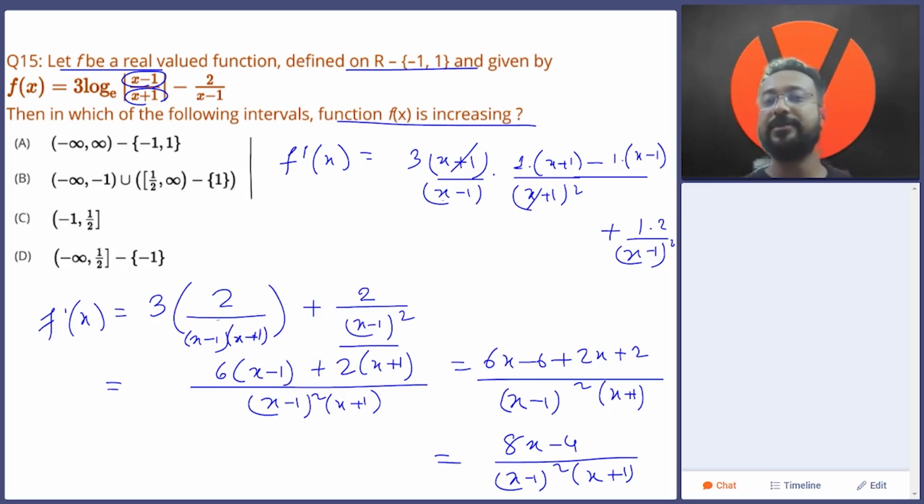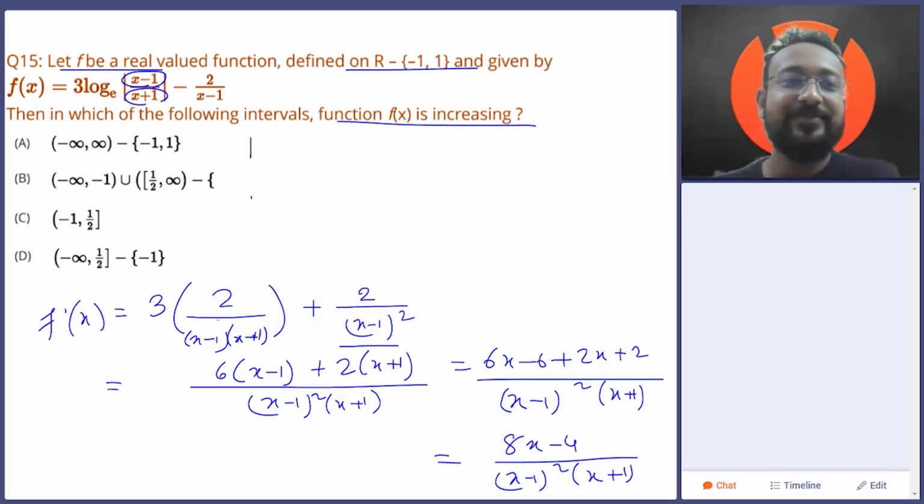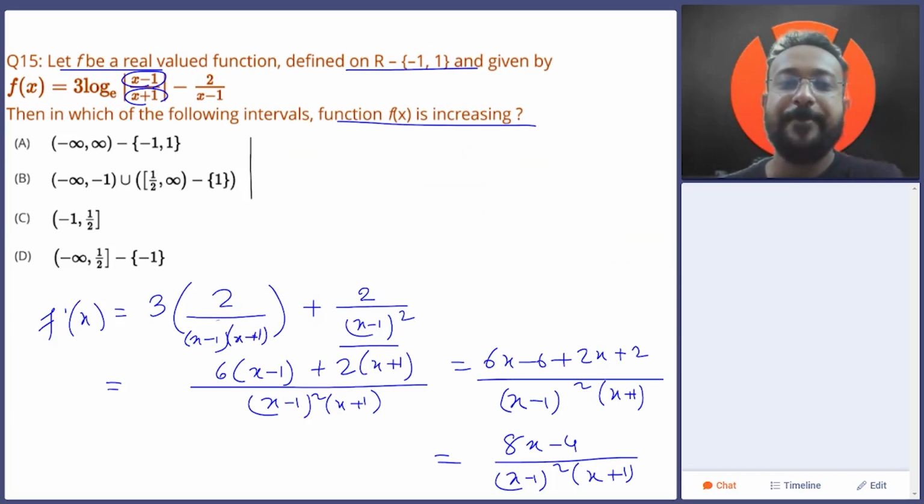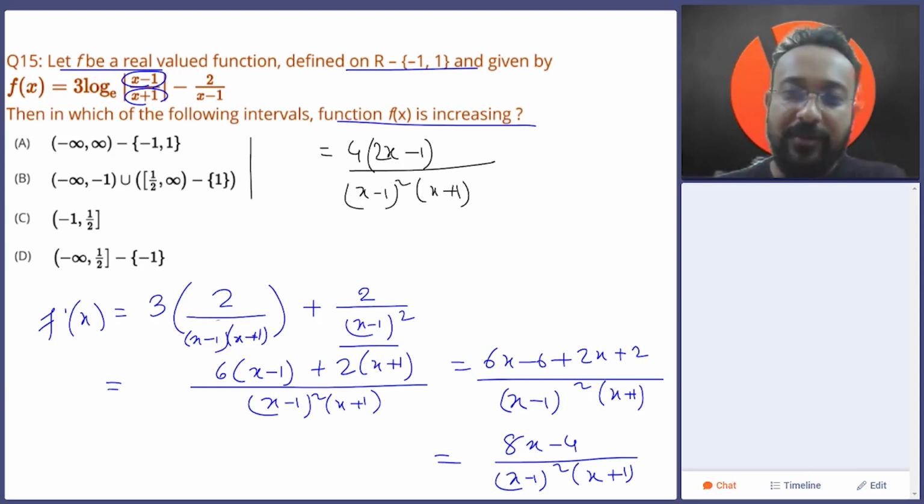So I think the wavy curve is the way out, right? So if I take 4 common, I get how much? 2x minus 1, and I get (x minus 1) whole square, sir. Along with this, I get x plus 1, correct? So now what does the wavy curve say?